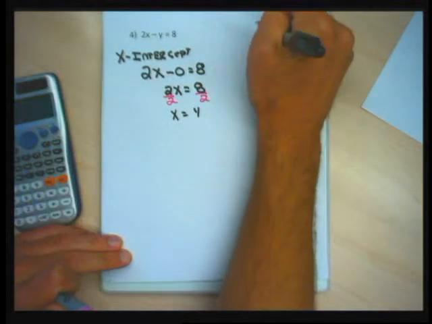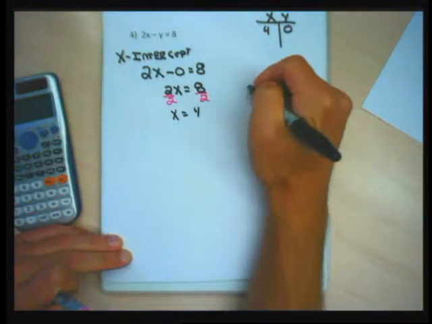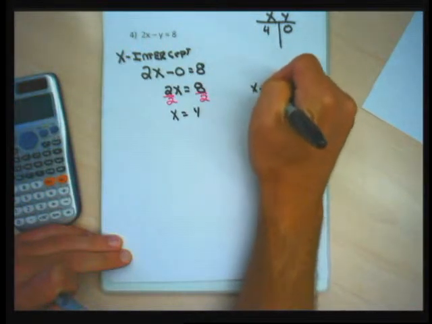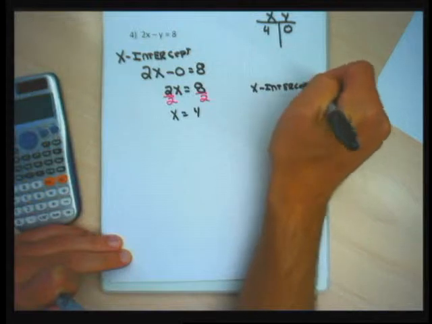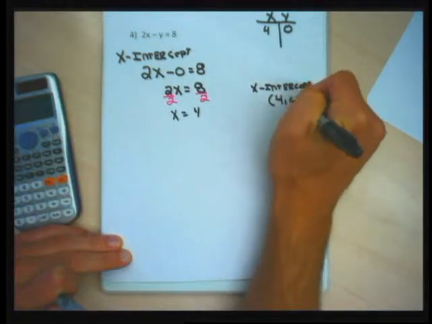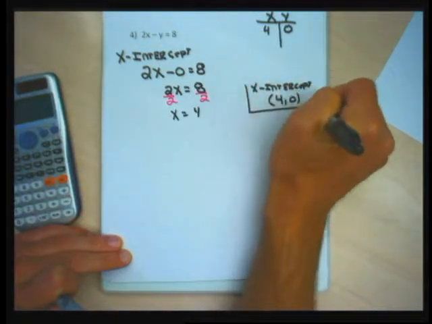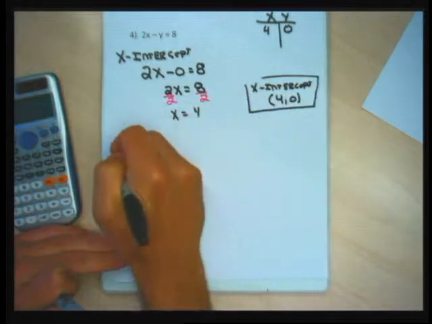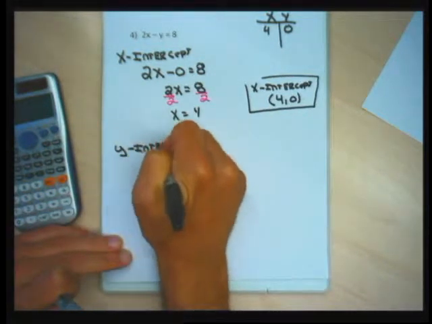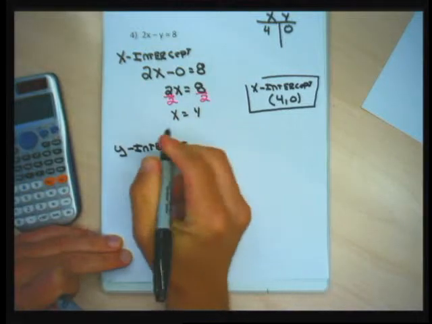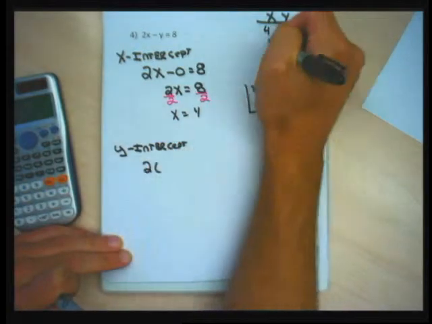So what I found graphically is the point 4, 0. So the x-intercept, it's not really right to say x equal to 4. It's not horrible to say that. But I'm going to say it's the point 4, 0. Now I'm going to find the y-intercept. To find a y-intercept, you let x equal to 0.